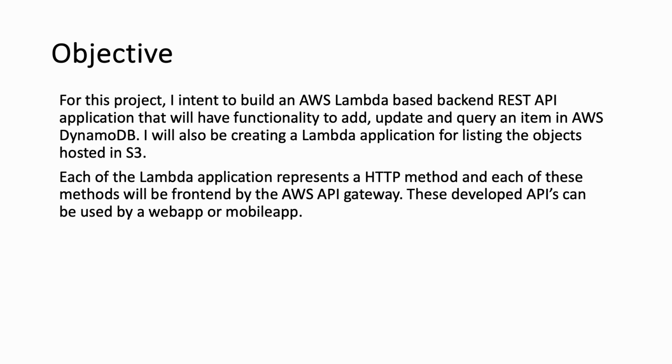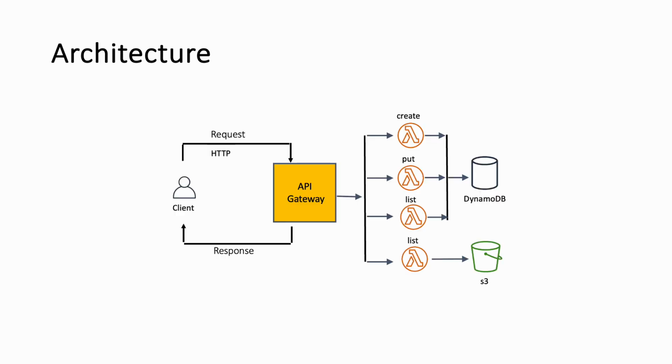Further, each of these Lambda applications would be exposed via the AWS API Gateway, and then developers would be able to utilize these API Gateway URLs to further develop a web application or a mobile application. Now that we have a good understanding of the objective, let's look at the architecture in depth.